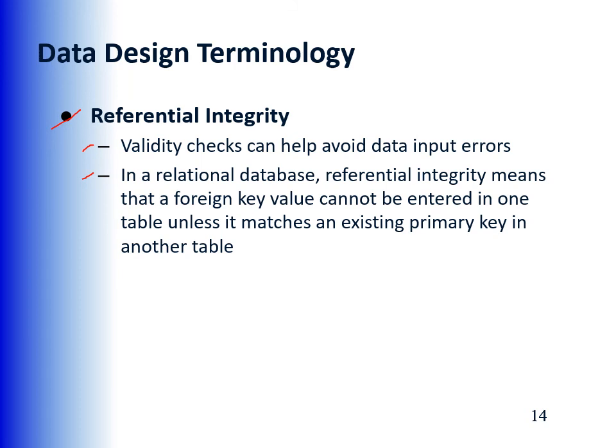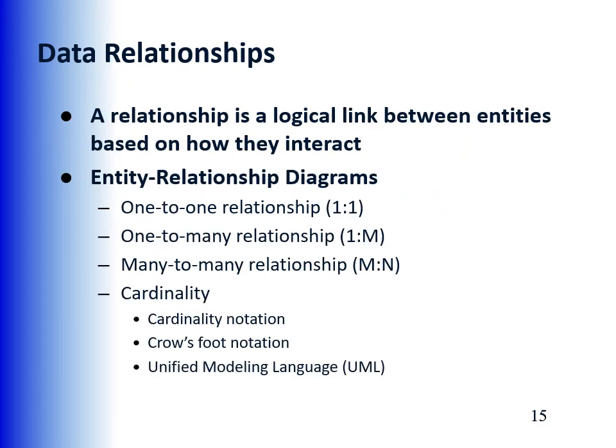So in the third video, we are going to cover data relationships. Data relationships discuss the logical link between entities based on how they interact. You are going to learn about entity relationship diagrams, which involve three types of relationships: one-to-one relationships, one-to-many relationships, and many-to-many relationships. You also will learn about cardinality, which describes the numeric relationship between two entities, and learn how to model the interaction by adding cardinality notation, Crow's foot notation, and using unified modeling language.